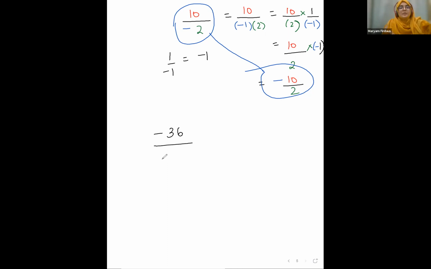Okay, so now can you tell me what is negative 36 divided by negative 3? Positive 6. Are you sure? Yeah, positive 6. Sorry. Think again. So, positive 12. Very good. Positive 12. All right. Okay.